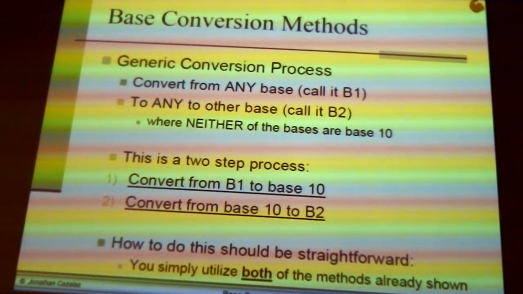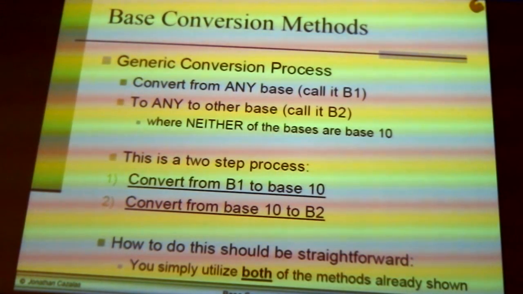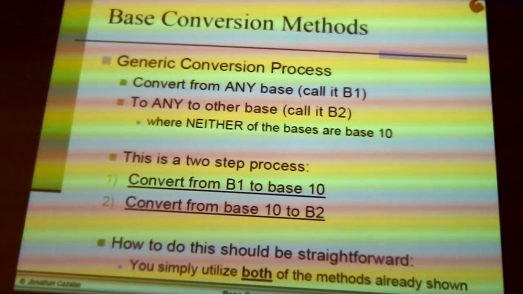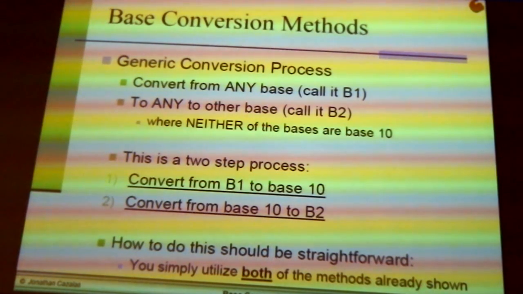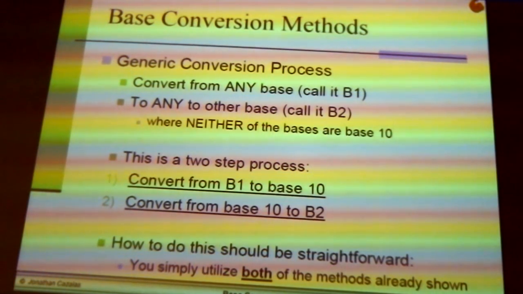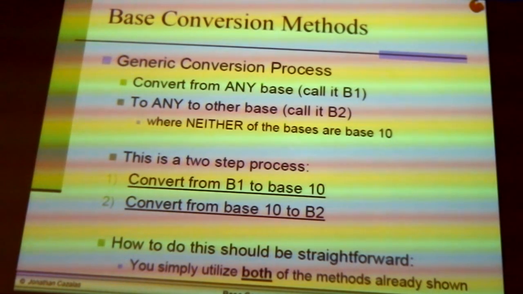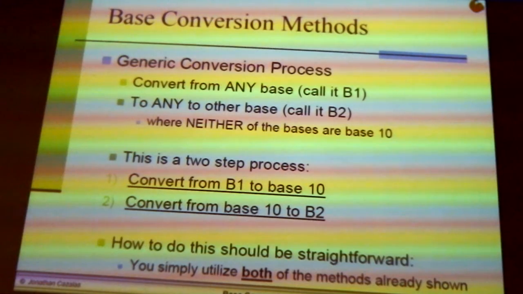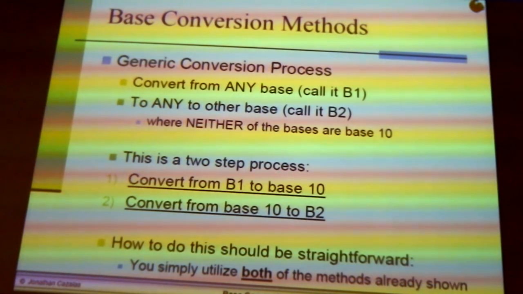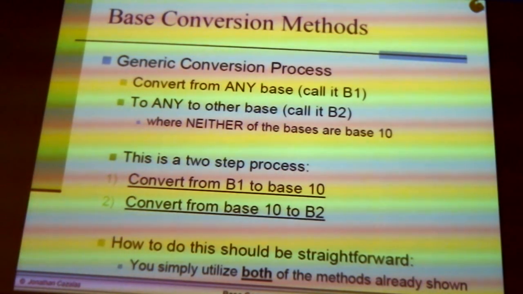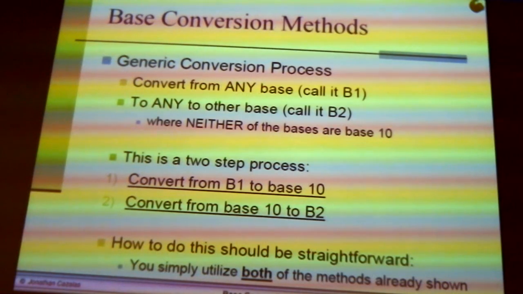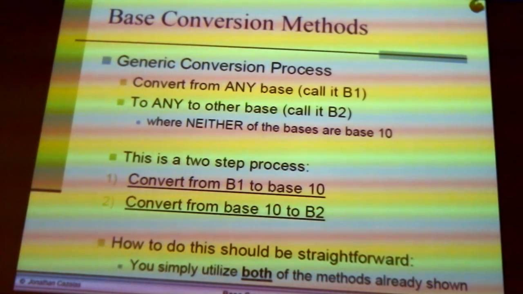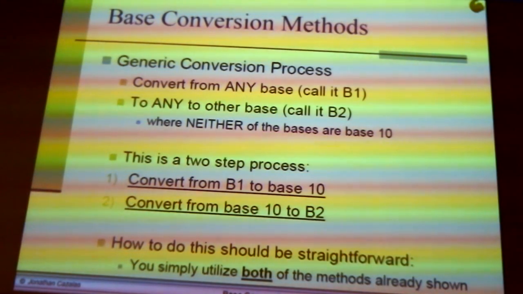Now, when you're dealing with any base to any other base, where it's not base 10 to something, not any of the ones that we've looked at so far, depending on what the bases are, there's a basic two-step process. We take that base and convert it to decimal, and then we take that decimal and convert it to the next base. So converting to decimal really is just a stepping stone.